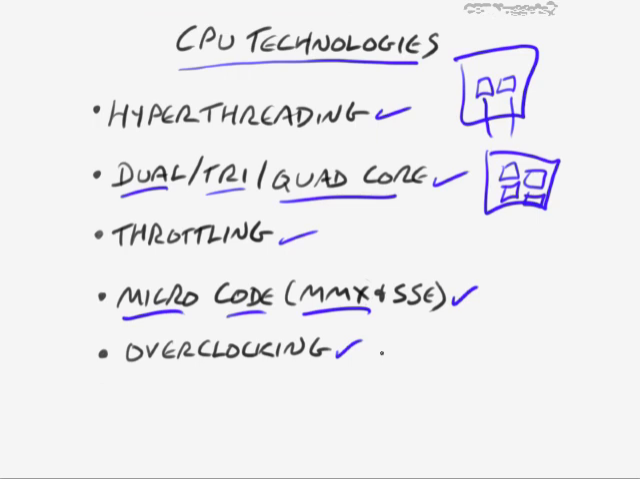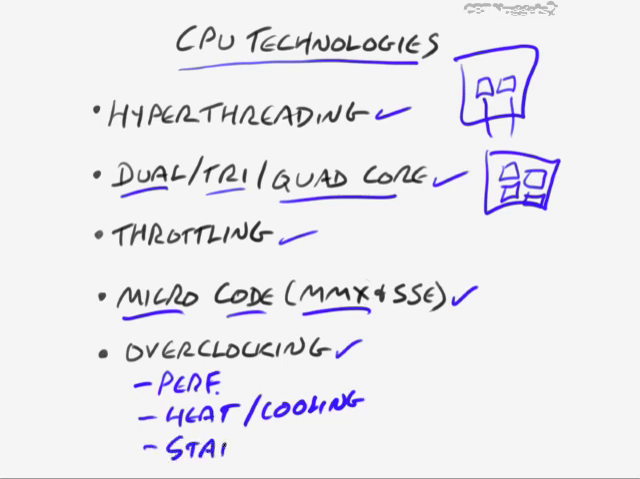Things to remember with overclocking, and the key things there are: performance is going to increase. But you're also going to get more heat, so you need better cooling solutions. Other thing with overclocking is stability. If you get a little carried away, you can overclock your processor to the point where every time you turn on the computer, it's just going to blue screen you.